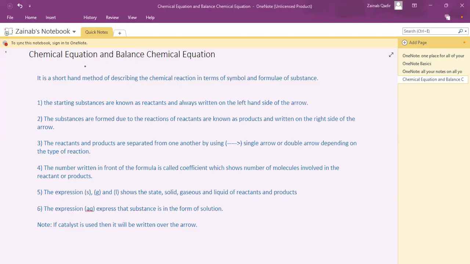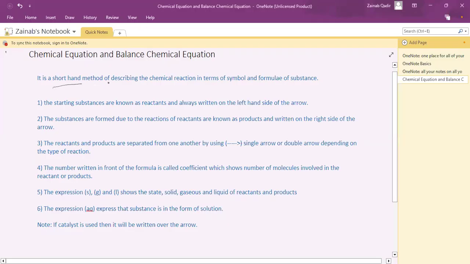This topic is included in chapter 1. So, what is a chemical equation? A chemical equation is basically a shorthand method of describing a chemical reaction in terms of symbols and formulae of substances. So let's consider the chemical equation point-wise.